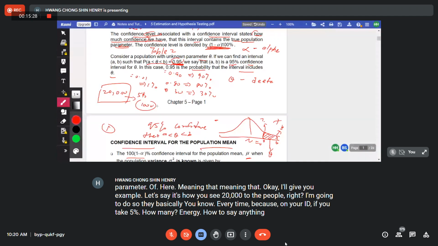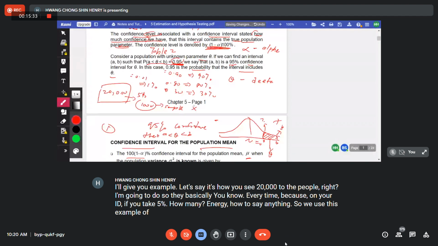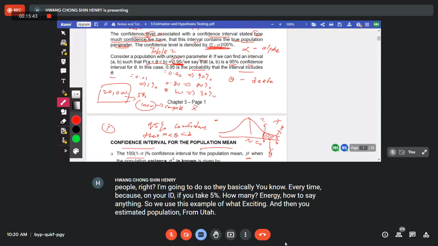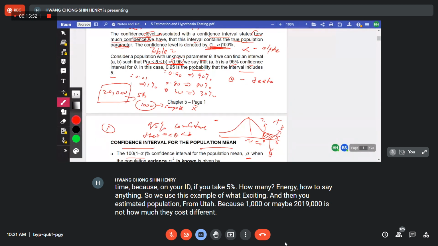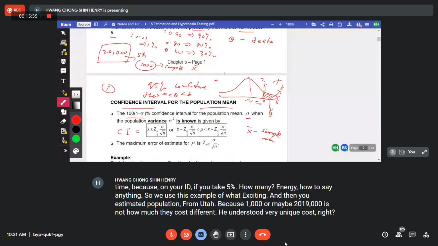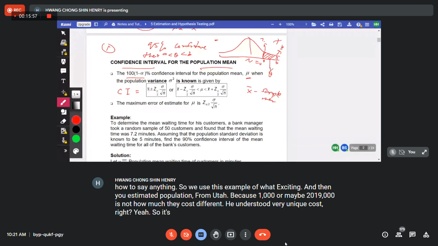This is your sample. Remember we learned in chapter 1. So we use this sample to calculate the what? X bar, sample mean. And then use this sample mean to estimate the population parameter. Because 1,000 compared to 20,000, which is easier to survey? Of course, 1,000 is a smaller group, a difference of 19,000. You know how much the cost differs? If you want to do a survey, you need cost, right? So that's why we use the sample mean to calculate the population confidence interval.